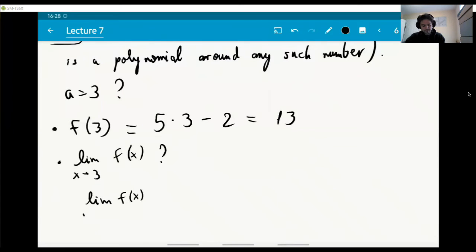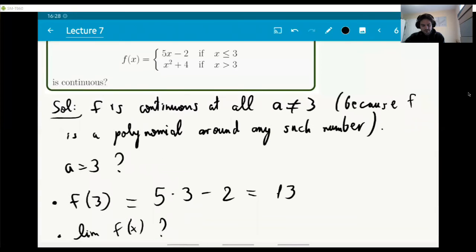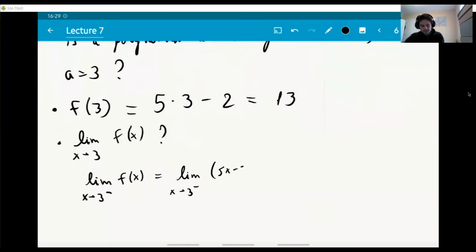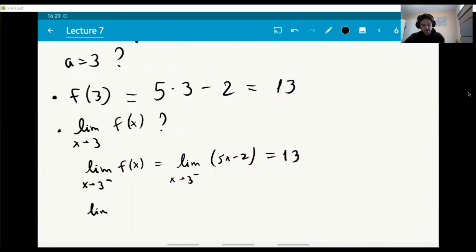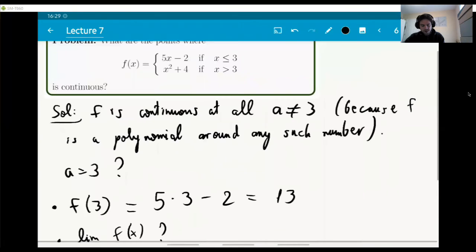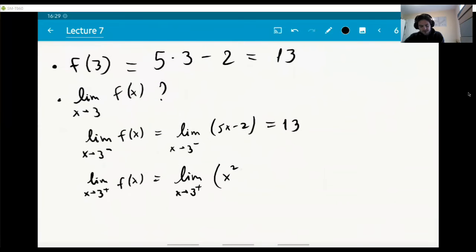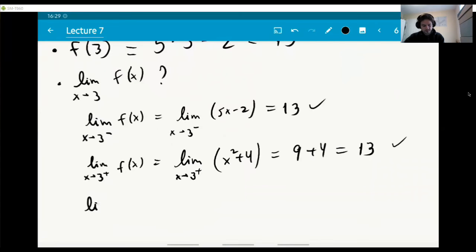If you're coming from the left, then you need to use the expression 5x minus 2, giving you a value of 15 minus 2, which is 13. And if you're coming from the right, then the expression for the function is the parabola x squared plus 4. But what does that give you? If you plug in 3, it actually gives you 9 plus 4, which is 13. So you found the same value for the lateral limits, which means, yes, the limit does exist.